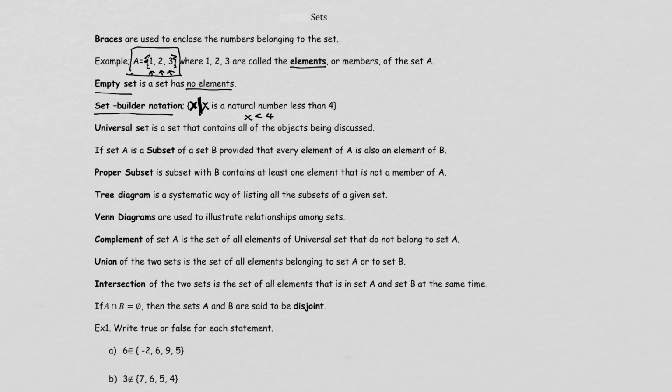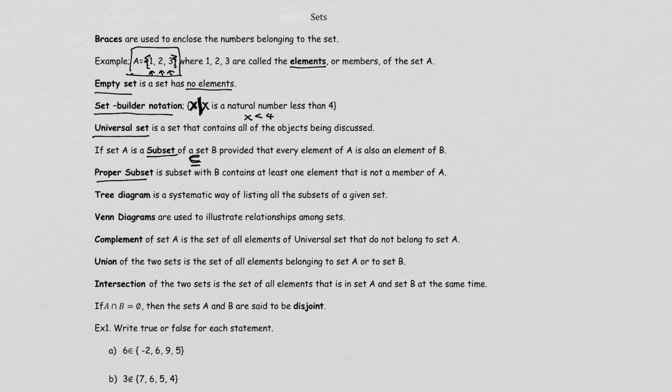The universal set is all the elements in the set. The subset notation looks like this, and it means that if we're talking about sets A and B, then A is a subset of B provided that every element of A is also an element of B. That's what a subset is.